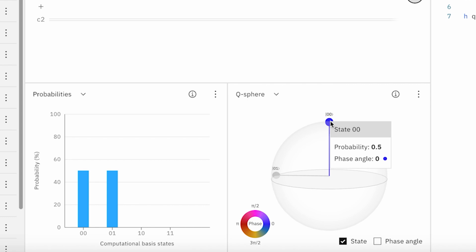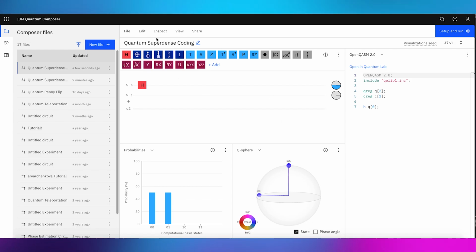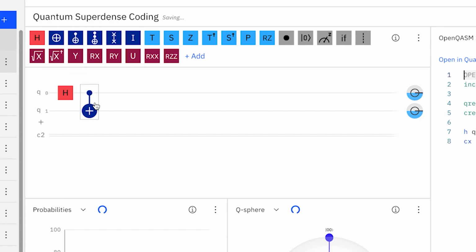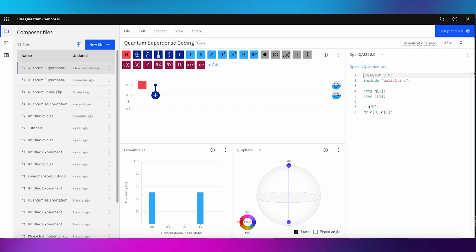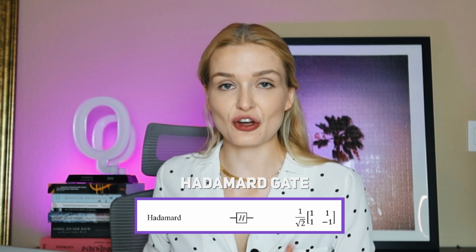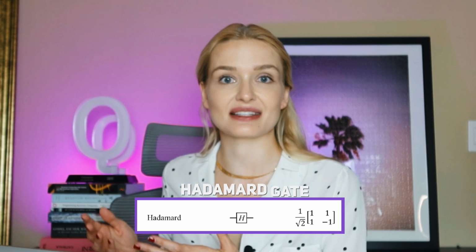We start with the initial state of 2 qubits in the ground state, and we apply a Hadamard gate to qubit 0 and the CNOT gate to entangle qubits 0 and 1. So a Hadamard gate is one of the key pieces of information in quantum information science. You apply the Hadamard gate to a qubit to put it in equal superposition, so 50% chance of collapsing into state 0 and 50% chance of collapsing into state 1.